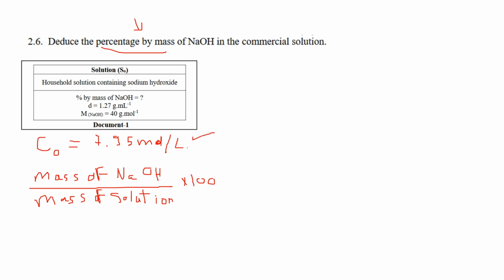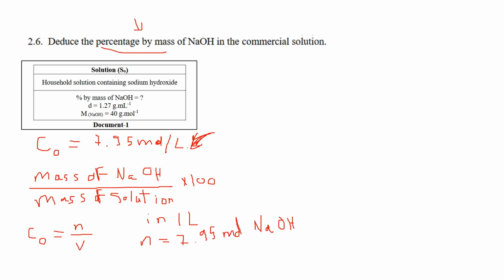Now, how to get the mass of NaOH? Again, we have a concentration of 7.95 mole per liter of NaOH. From this concentration, we can get the mass of NaOH easily. The formula relating the concentration to the number of moles and volume: concentration is equal to the number of moles divided by volume. Let's consider that we are working in a 1 liter volume. So in 1 liter, we have n equal to 7.95 mole of NaOH.